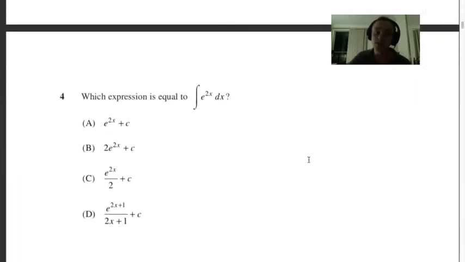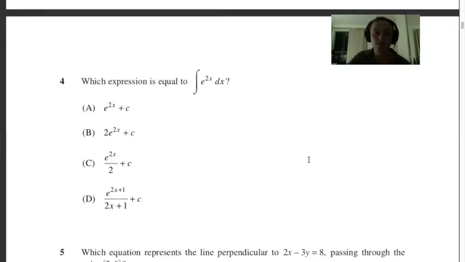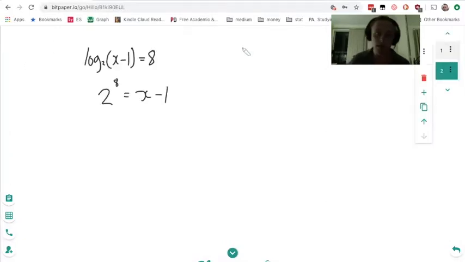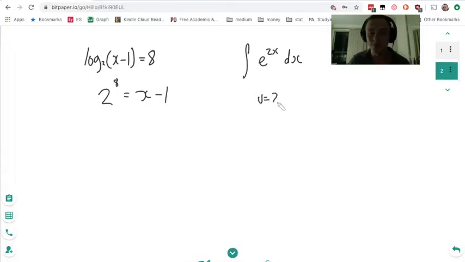Which expression is equal to the integral of e to the power of 2x dx? Okay, now off the top of my head, I'm leaning towards C, and let us have a look at how we can achieve that. I'm going to use u substitution to achieve this. So I want the integral of e to the 2x dx. I'm looking at my exponential function and exponent. My exponent is 2x, so it's a rather complex situation. Let's substitute 2x for the variable u. U equals 2x.